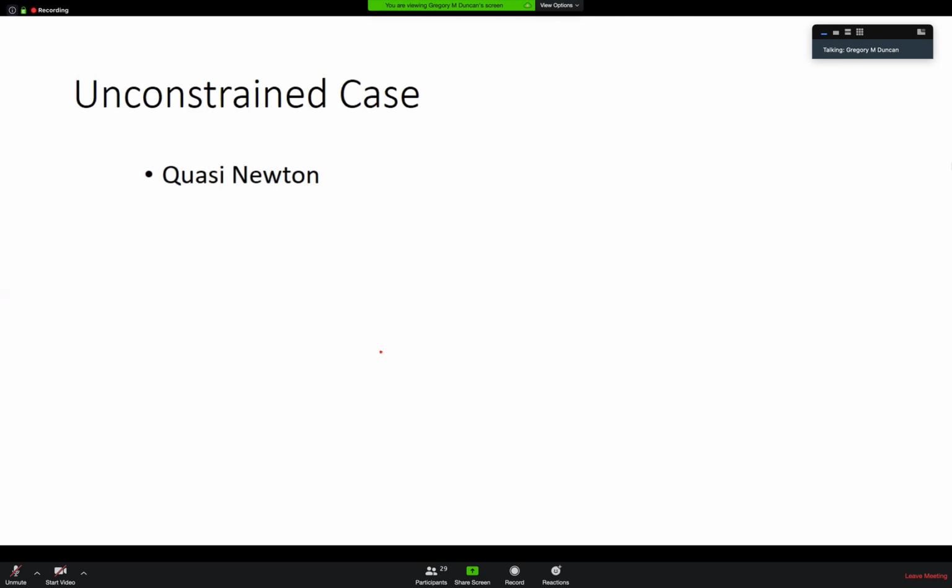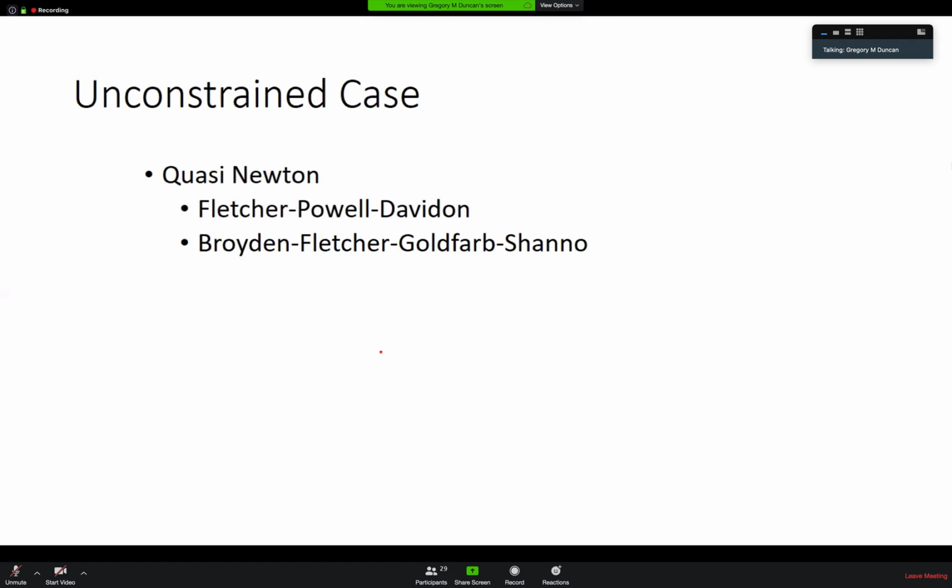There are things called Quasi Newton methods, which try to split the difference between the steepest descent and the Newton-Raphson methods. And these are called Fletcher-Powell-Davidon, Broyden-Fletcher-Goldfarb-Shanno, and limited memory Broyden-Fletcher-Goldfarb-Shanno. And this is the one you want to use if you're using Quasi Newton.